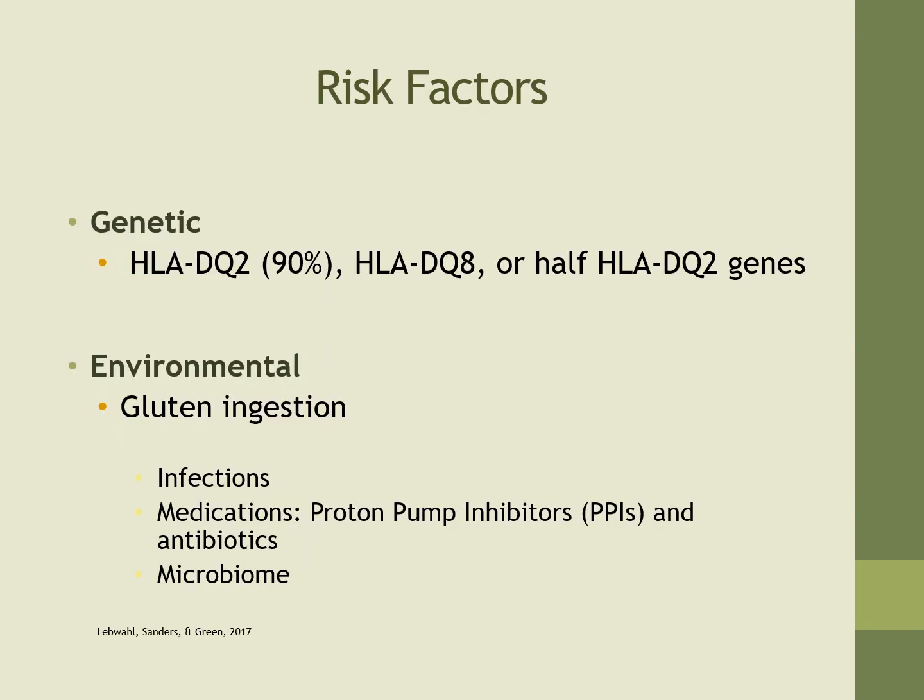The most important genetic risk factor for celiac disease is the presence of HLA-DQ heterodimers. Almost all patients with celiac disease have HLA-DQ2, HLA-DQ8, or half HLA-DQ2 genes. More than 90% of people with celiac disease are DQ2 positive, and most of other individuals are DQ8 positive. Although 40% of the general population carries those genes, and the presence of those genes is necessary to develop celiac disease, only 2% to 3% of HLA-DQ2 and HLA-DQ8 carriers will develop celiac disease.